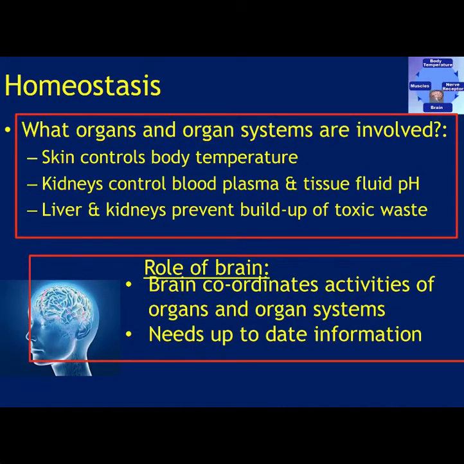The organs and organ systems involved for us: we have our skin, which helps control our body temperature. We have our kidneys, which control the tissue fluid pH. And we have our liver, and our kidneys will reduce buildup of toxins for us. And then in terms of our brain, that's the coordination system for the whole thing. So it needs up-to-date information to be able to decide what it should do. Do you need to cool down? Are there too many toxins? Do they need to be broken down? That's where your brain coordinates and puts it all together.